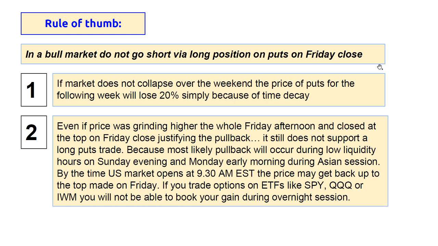Even if price was grinding higher the whole Friday afternoon, and it closed at the top of Friday, and it really looks overbought, and if we are in a bull market, if we are over the major moving averages like the 200-day moving average, 20-day moving average, you should understand that yes, we can get a pullback, but that pullback may happen overnight during the overnight session on Sunday. And what I saw many times is that if it happens on Sunday night, it may come back up to the very same top we closed on Friday by Monday open.